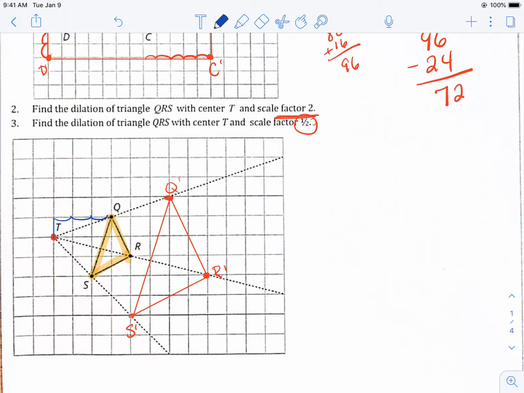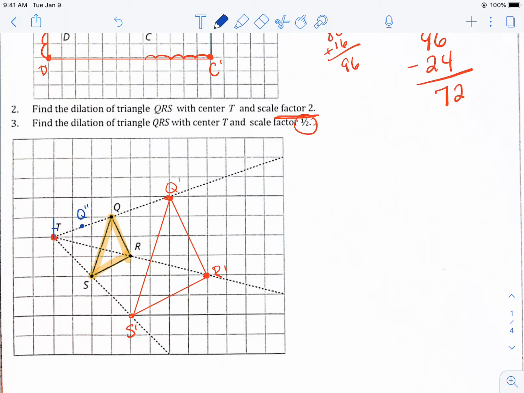So this time, instead of going up 1, we're going to go up half of that. And instead of going over 3, we're going to go half of that, which would be 1.5. So here's 1, and then a half is about there, and we'll call that Q double prime. Put my little marks back. So Q double prime. That's a different move.